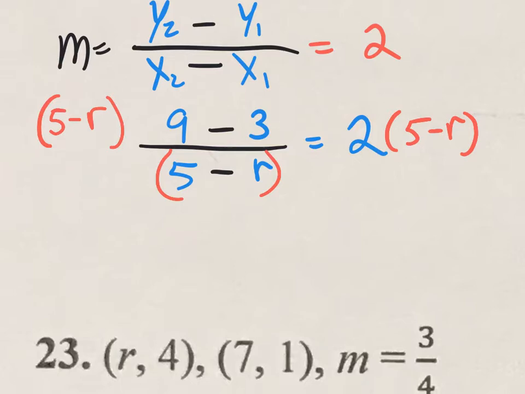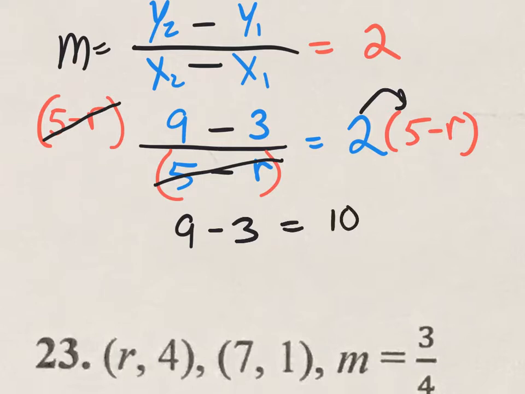So again, 5 minus r on top cancels with the 5 minus r on the bottom. And what do we have left? We have 9 minus 3 equals 2 times 5, which is 10, and 2 times negative r, which is negative 2r. So we really have 6 on the left side. 9 minus 3 is 6 equals 10 minus 2r.